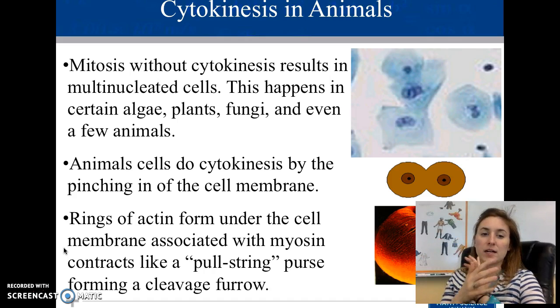Algae, plants, fungi, some animals can end up with these, and it's very natural. Animals do this by basically pinching the cell together until they separate into two. Basically, rings of actin, which we know from actin and myosin. So it's a protein that starts to just squeeze them, acts like a pull string to make what we call the cleavage furrow, and it divides.